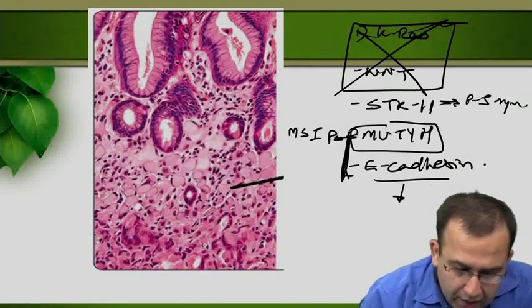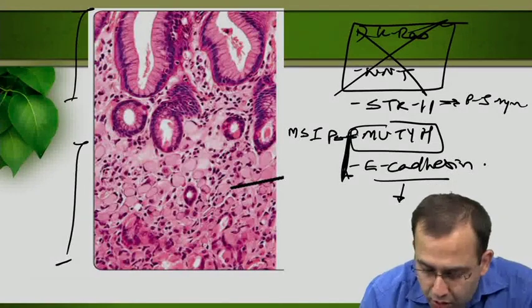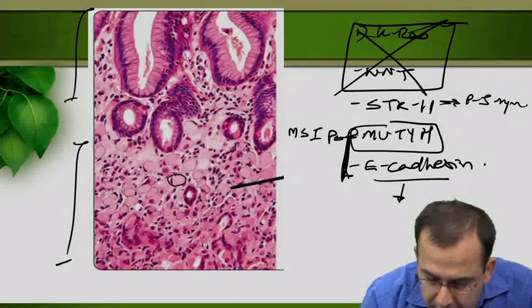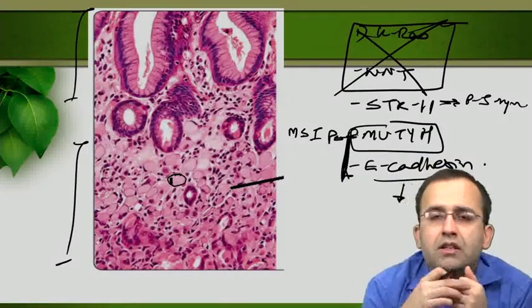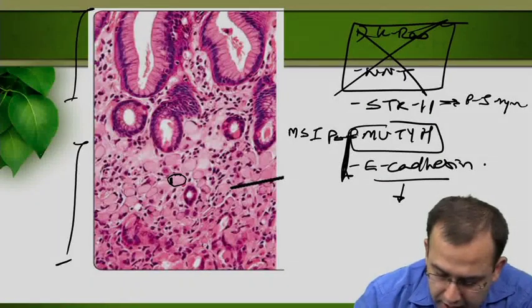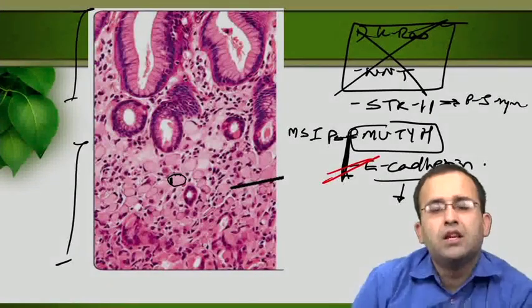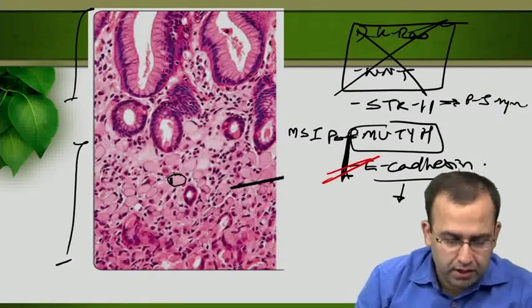In this slide, where is the problem? On the top or bottom? Problem is in the bottom, showing the presence of all these signet ring shaped cells with nucleus on the periphery. Signet ring cell adenocarcinoma associated with E-cadherin mutation. Easy one, do not go wrong in such questions.